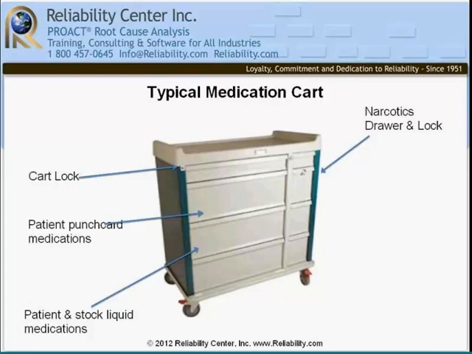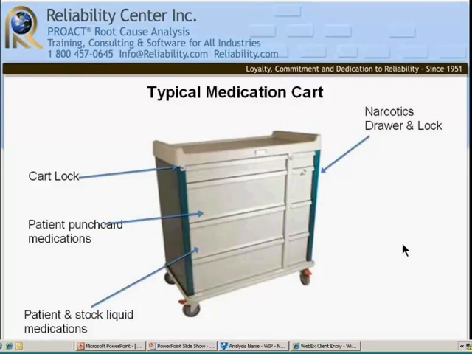Thanks, Bob. Before I add a little bit more detail to the findings in the root cause analysis, let's take a closer look at what a typical medication cart looks like. You can see in the upper left that there is a lock for the cart. On the right, there is a narcotics drawer and lock with other drawers for patient medications, some of which are stock medications and possibly other tools or bandage supplies that a nurse might use throughout the day. The RN had the keys to both locks and would be expected to keep them locked unless removing medication.